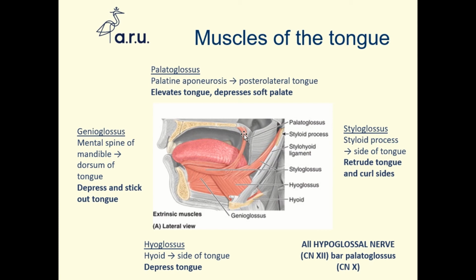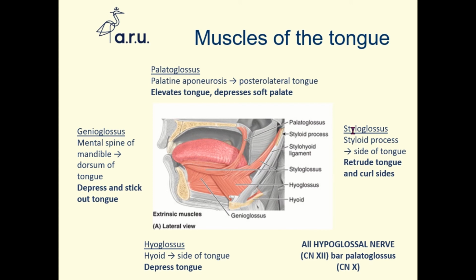And the palatoglossus, now you can see clearly, is attached over here to the palatine aponeurosis, and on the other end it's attached to the posterolateral aspect of the tongue, since it is situated behind and above the tongue. So you can imagine that when the muscle contracts, it's going to contribute to the retraction and elevation of the tongue. If the tongue is fixed, then that could also lead to depression of the soft palate when the muscle contracts. Then the next muscle is styloglossus.